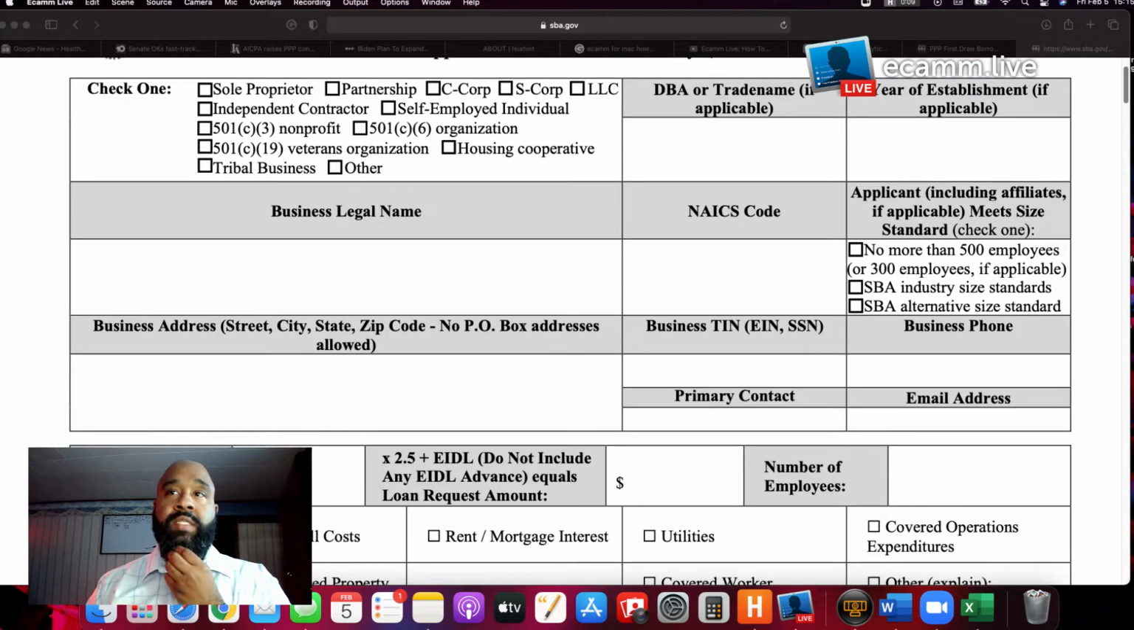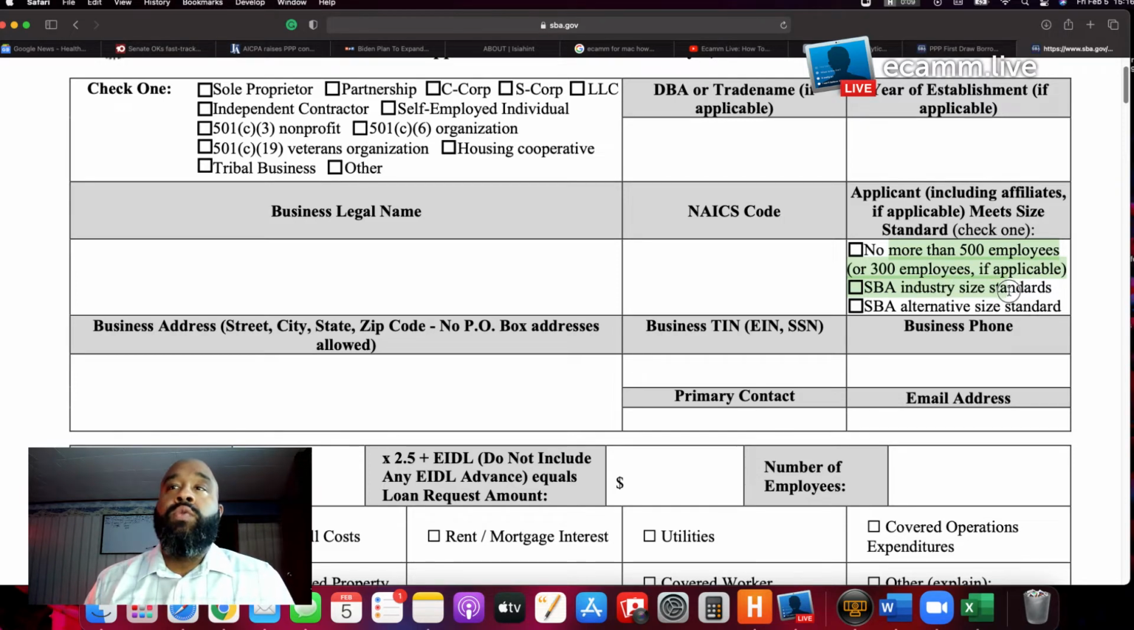These boxes here on the SBA form: no more than 500 employees or 300 employees. That's all part of what we've discussed in other videos. It's simply the Small Business Administration's definition of small businesses. All of these can apply. This is a first draw form, so under 500, unless you are a 501c6, in which case it's 300. So that's why they have an or there.